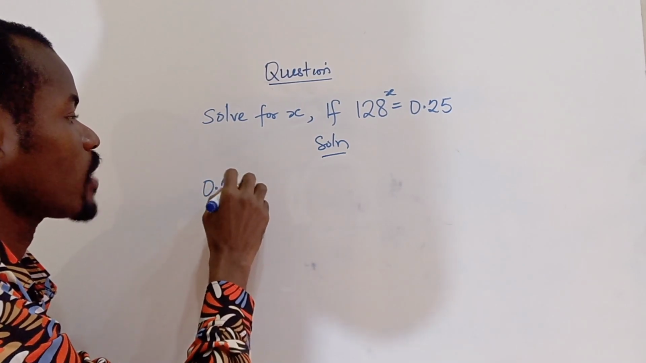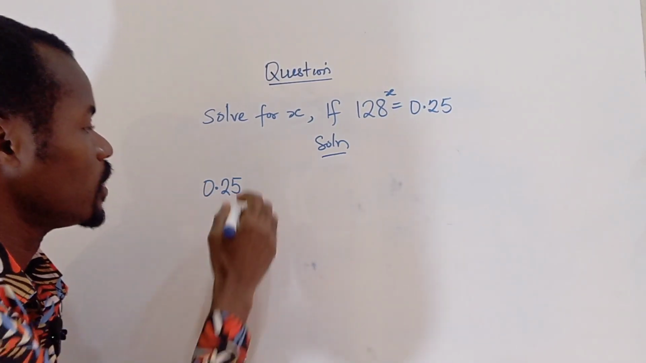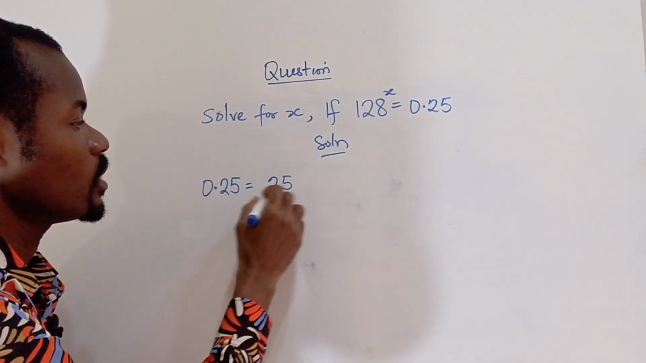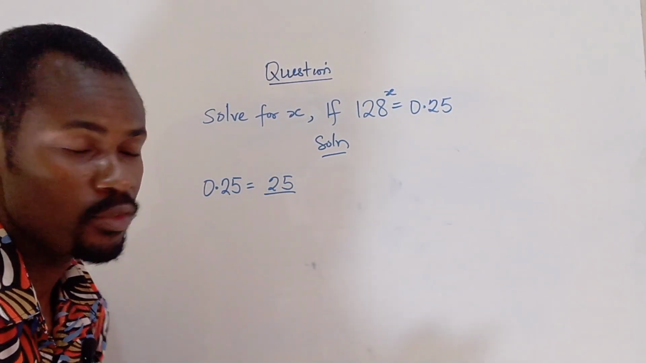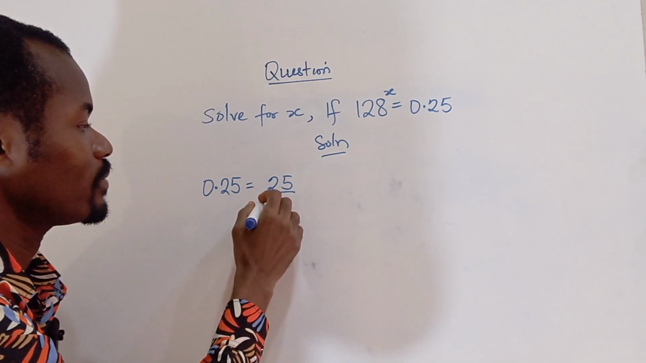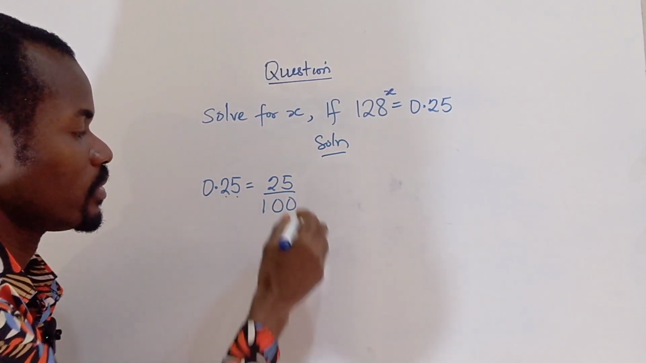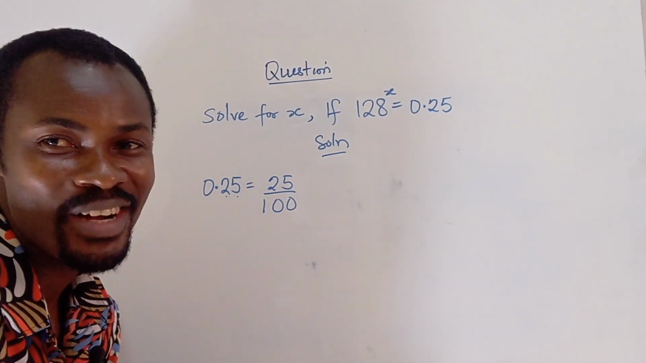I want to change it to a fraction. And how do we change this to a fraction? Remember we have 25 here, so we are going to write the 25 as a numerator. The point signifies 1, and these two take 0 and 0. So that is how to convert it to a fraction.